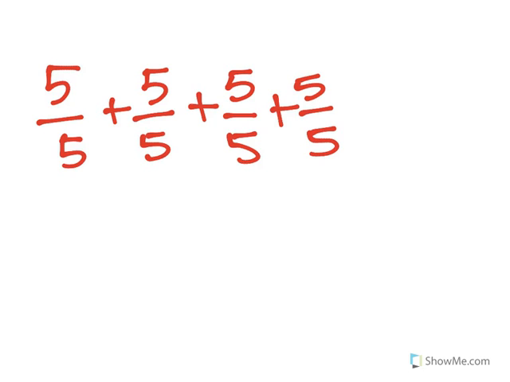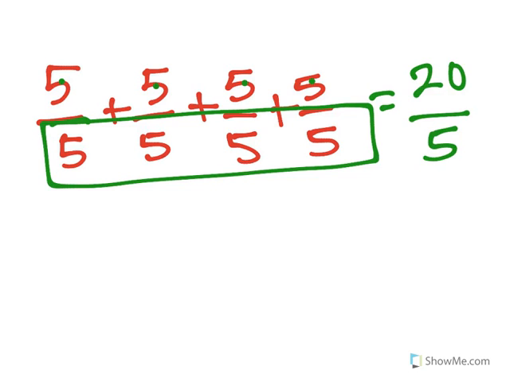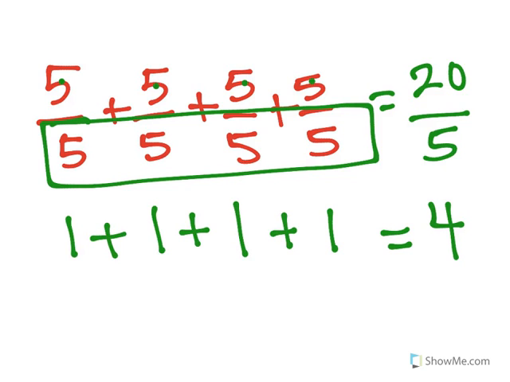If I were adding fifths like this, remember the denominator is staying the same and I'm only adding the top. So 5, 10, 15, 20 fifths. That is an improper fraction. I know that 20 divided by 5 is 4. I also know that 5/5 is 1 plus 1 plus 1 plus 1.